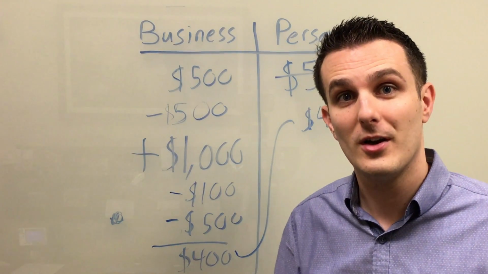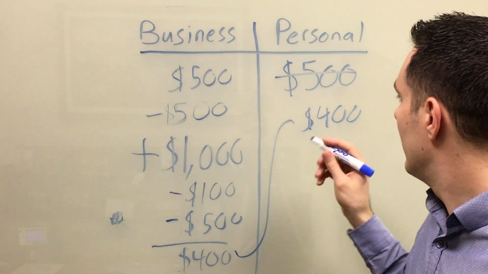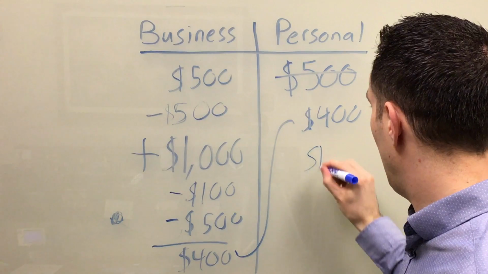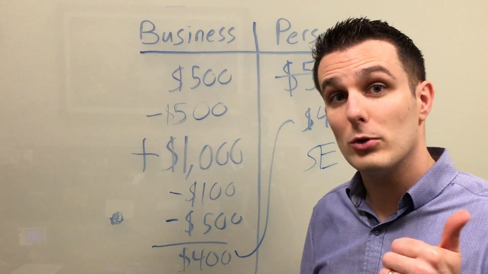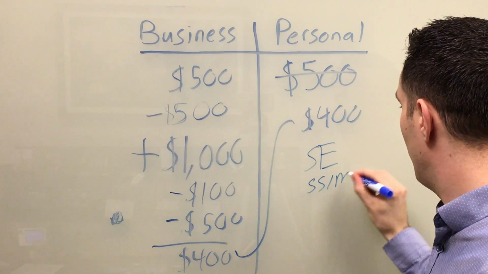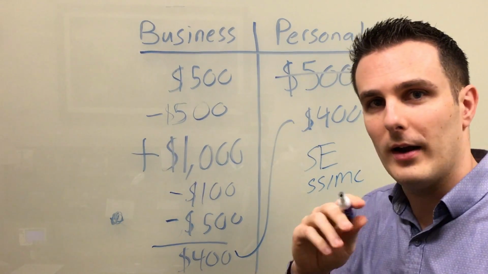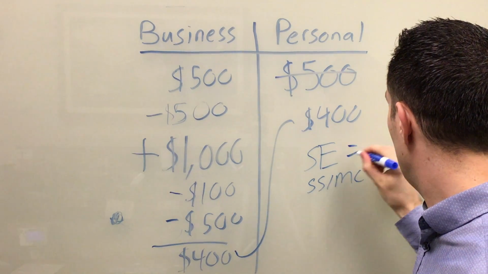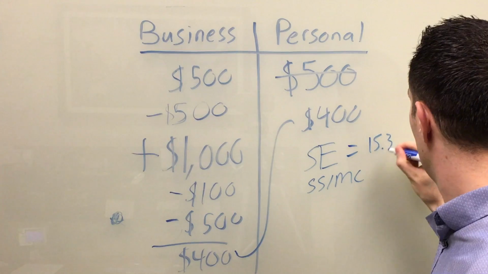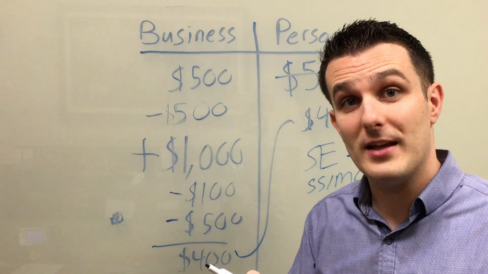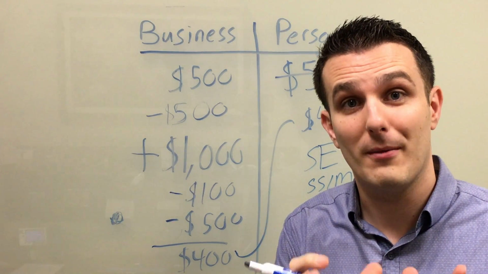saying, this is what I think I'm going to need to pay in taxes this year. So the way you calculate that is, for self-employment taxes, I'm just going to say SE, and this is going to be Social Security and Medicare. That is 15.3% that you need to pay. That means that you're setting aside 15% just to pay for your own Social Security and Medicare.